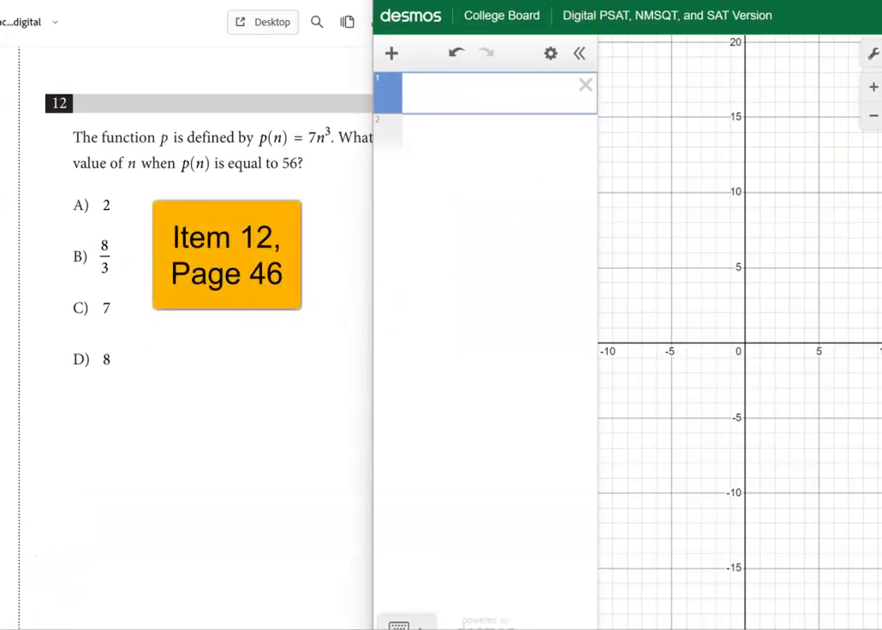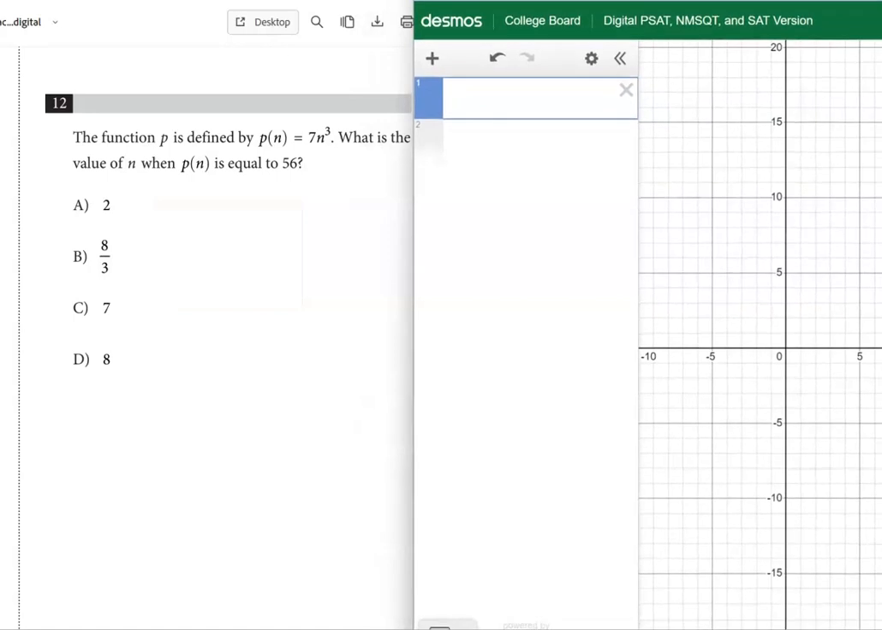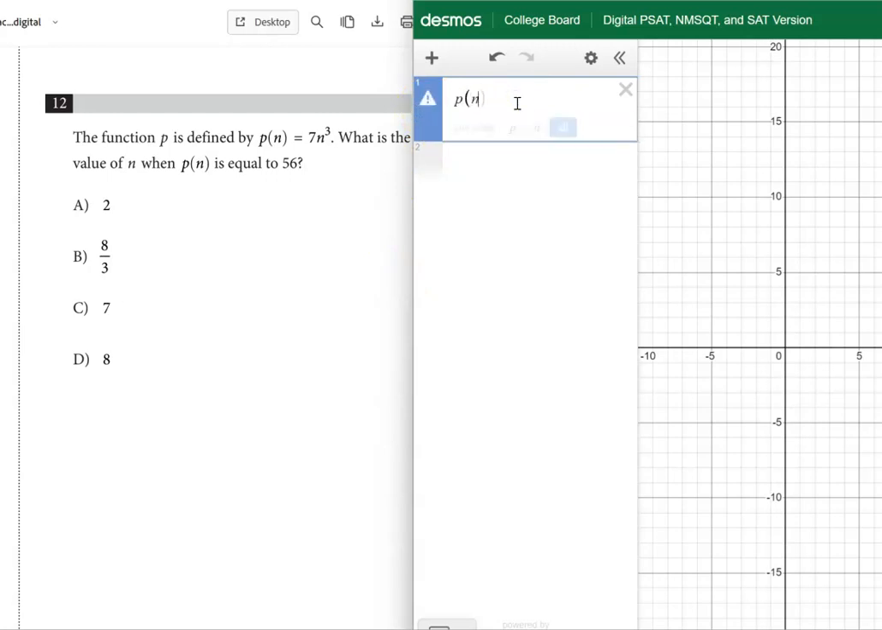The next item we're looking at is item number 12. It is also on page 46. We're given a function p, and it's defined by an equation, and we're looking for the value of n where p of n is equal to 56. So the first thing we're going to do is type this in exactly as it appears. There is no need to change the variable. A lot of students think it is necessary, but it's not.